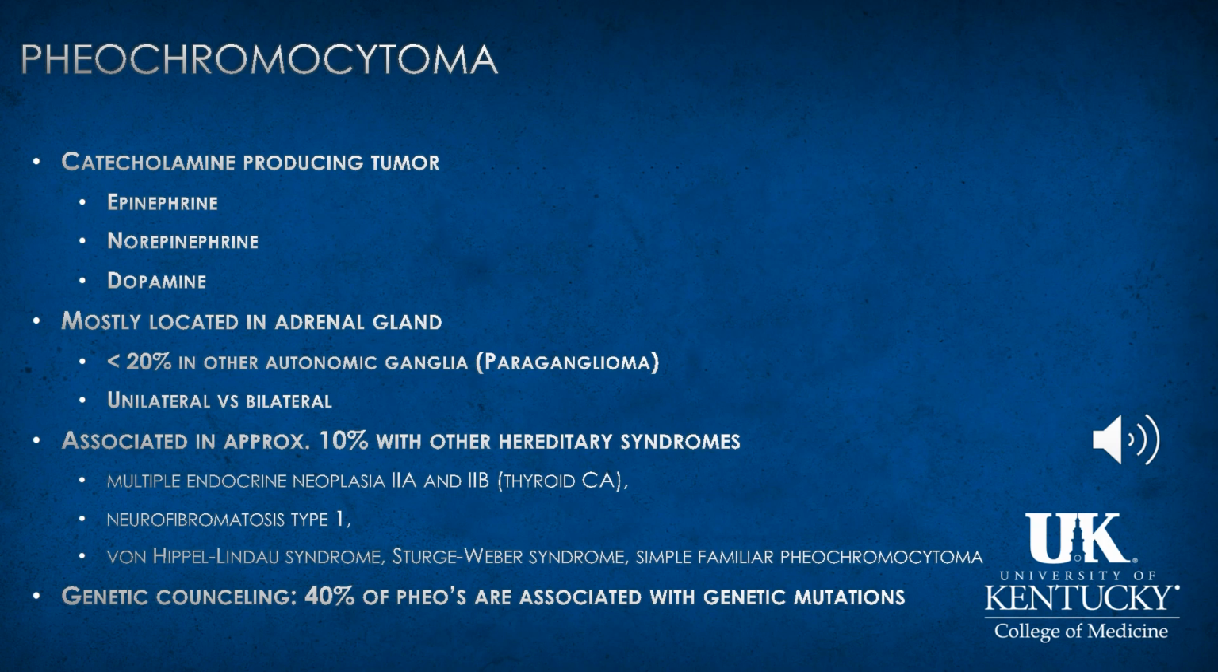Pheochromocytomas can be associated with other hereditary syndromes and other neuroendocrine tumors in about 10% of the pheo diagnoses. The conditions are multiple endocrine neoplasia type 2A and 2B, that's when it's associated with a thyroid carcinoma, neurofibromatosis type 1, von Hippel-Lindau syndrome, Sturge-Weber syndrome, or the simple familial pheochromocytoma.